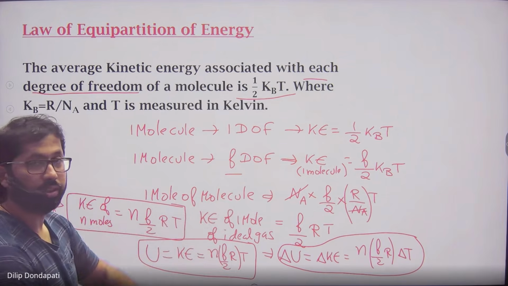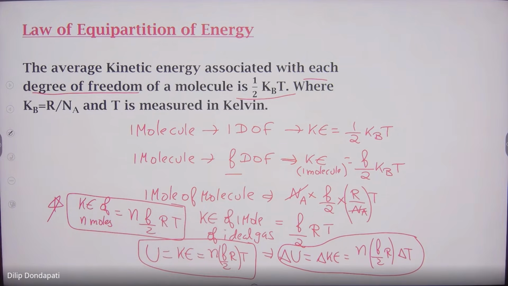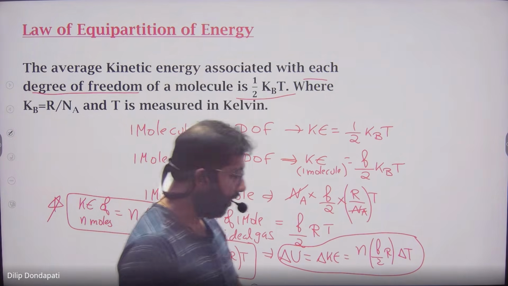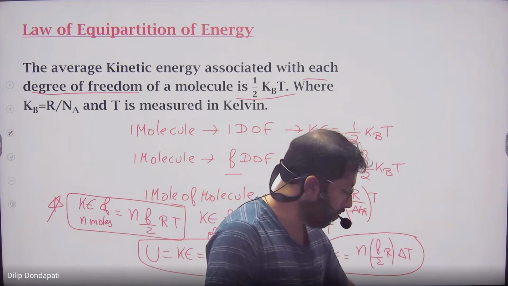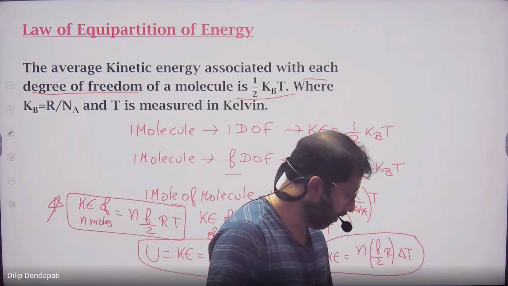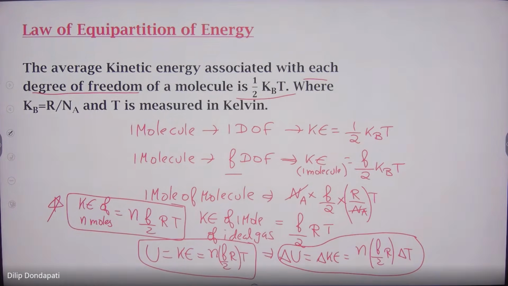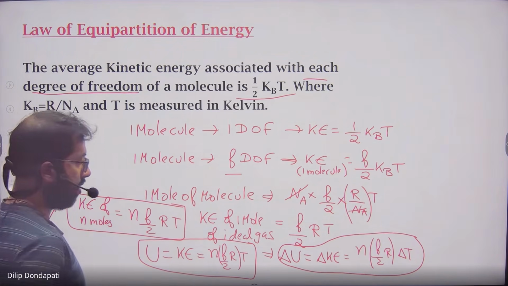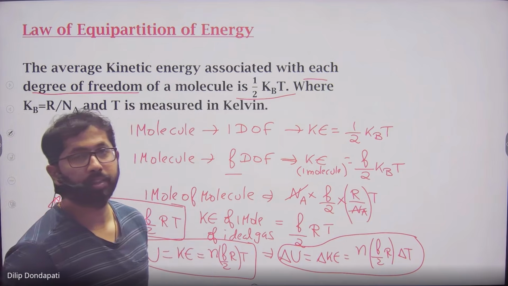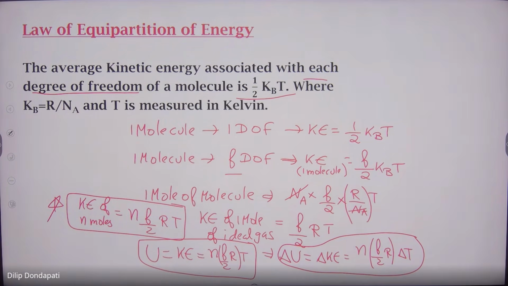So then I get N CV delta T, right? Later this will become CV. N into F by 2 R into delta T is the formula for internal energy. N is the number of moles, and the formula for number of moles is given mass by molar mass. And the F value we have to put as per the given question, F by 2. Did the first formula come? Okay, one second.